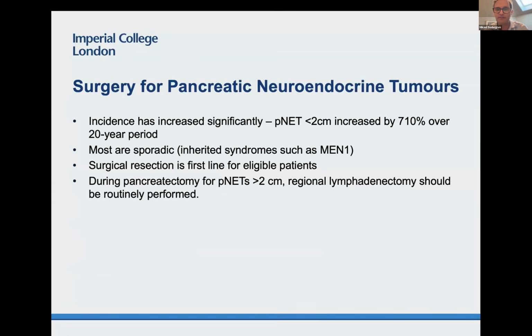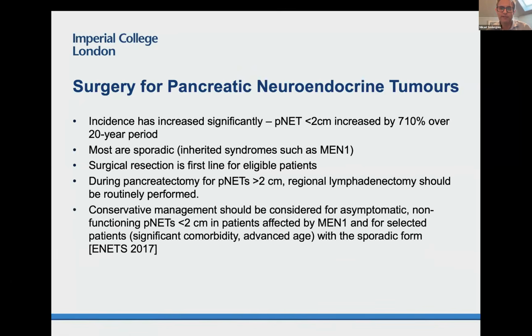So the incidence has increased significantly, and I would say that it's largely because of the increased incidental diagnosis from imaging. Most are sporadic, but there are some inherited syndromes. Surgical resection is first-line treatment for all eligible patients. For pancreatic neuroendocrine tumors that are greater than 2 centimeters in size, we should routinely perform a lymphadenectomy, and that does mean that rather than doing an enucleation or segmental resection, you have to do a formal pancreatectomy, whether that be a Whipple's or a distal pancreatectomy.